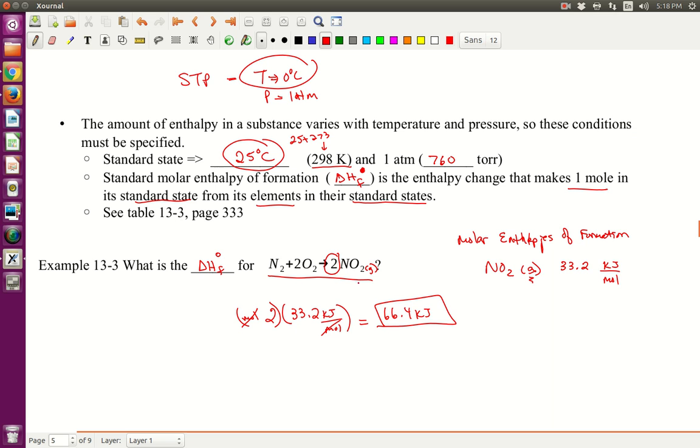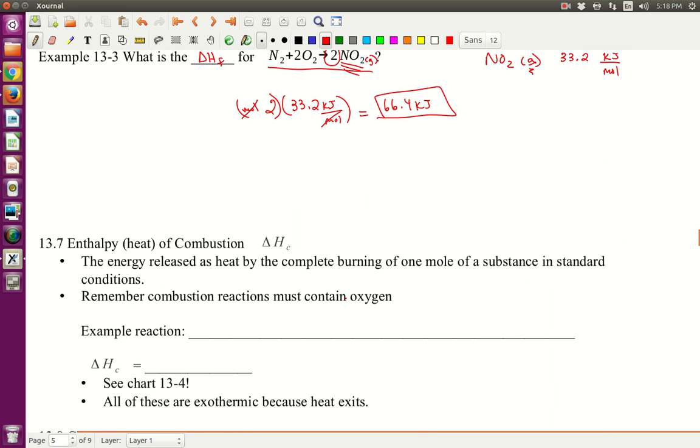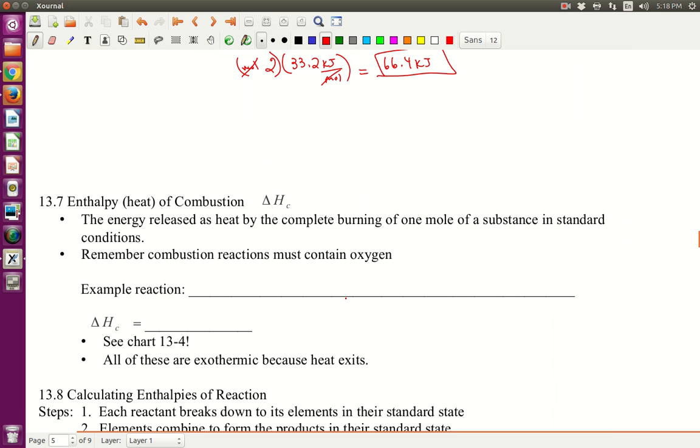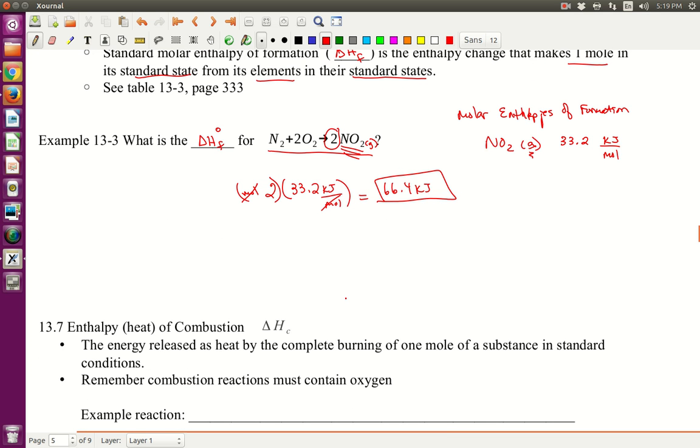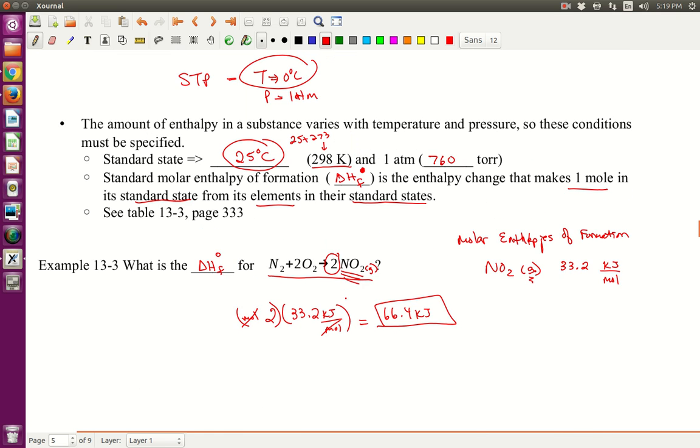It's very easy. You just go look up the heats of formation for these, and you're going to use your reference charts for that. And then we have the heat of combustion, and I think that I'm going to cover heat of combustion in class. So we just want to cover heat of formation for now. Okay? All right. Hopefully this will help you, and I will see you soon.